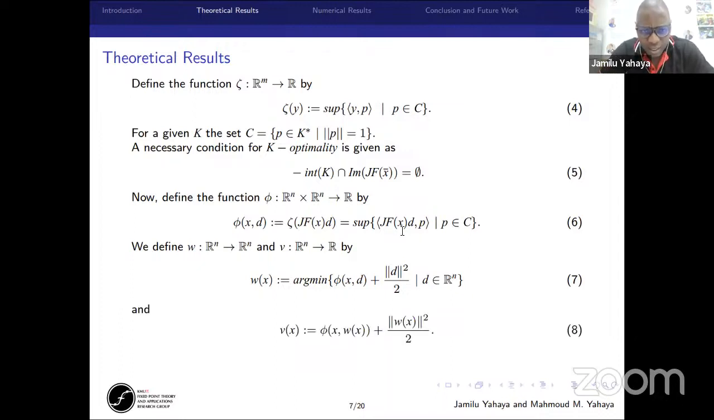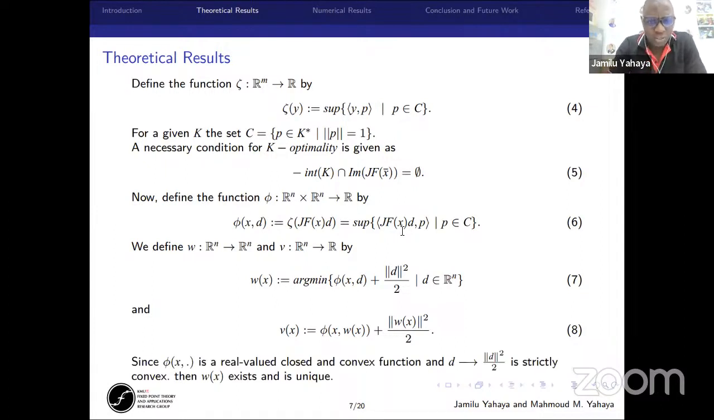The next equation gives a convergence criterion, which we normally use in numerical settings. Notice that it is important to note that if this map phi is a real-valued, closed, and convex function, and the norm of d squared over 2 is strictly convex, then w of x, which is the steepest descent direction, exists and is unique. It is very important to know that without the existence and the uniqueness of this particular map, the result may not be as we want it to be.